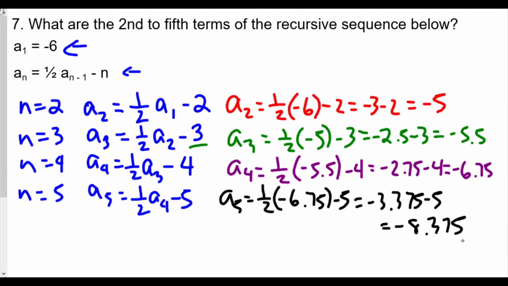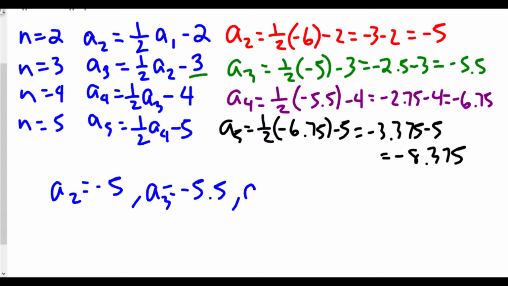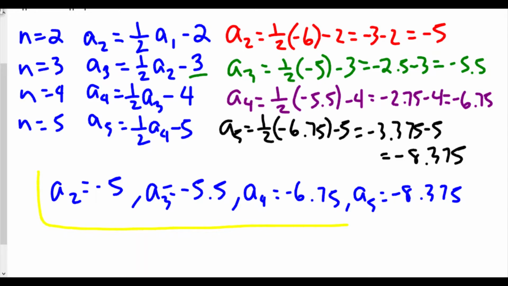And so to make a list, it's going to be really helpful for us. We'll write down a2 equals negative 5, a3 is equal to negative 5.5, a4 is equal to negative 6.75, and a5 was equal to negative 8.375. And this will be the second to fifth terms. Make sure we box this out.